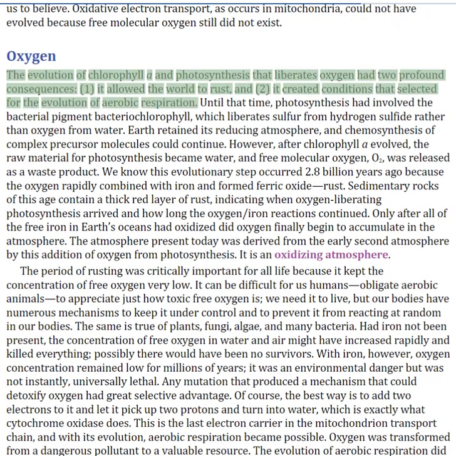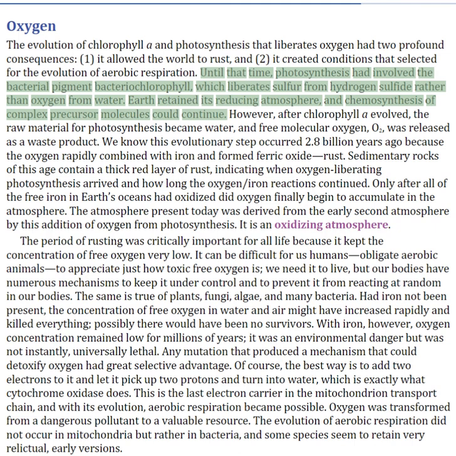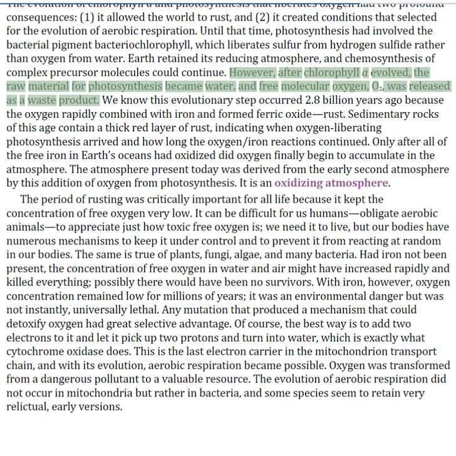Oxygen. The evolution of chlorophyll A and photosynthesis that liberates oxygen had 2 profound consequences. It allowed the world to rust, and it created conditions that selected for the evolution of aerobic respiration. Until that time, photosynthesis had involved the bacterial pigment bacteriochlorophyll, which liberates sulfur from hydrogen sulfide rather than oxygen from water. Earth retained its reducing atmosphere, and chemosynthesis of complex precursor molecules could continue. However, after chlorophyll evolved, the raw material for photosynthesis became water, and free molecular oxygen, O2, was released as a waste product.